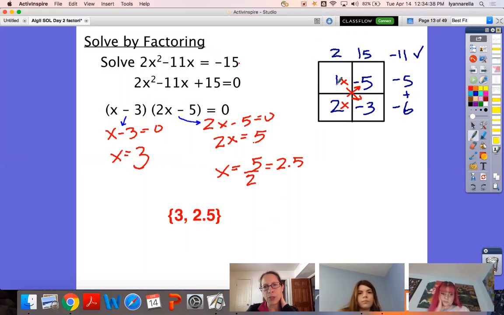My multiples of 2, I chose 1 and 2. And for 15, I chose a -5 and a -3, because 1 times -5 is -5 and 2 times -3 is -6, and these two do add up to -11. So my factors, I put x's on the first column. My factors are 1x minus 3 and 2x minus 5. And if you set each of these factors equal to 0 using the zero product rule, you get x is 3, and you get x is 5/2, or 2.5. So these are the solutions right here.